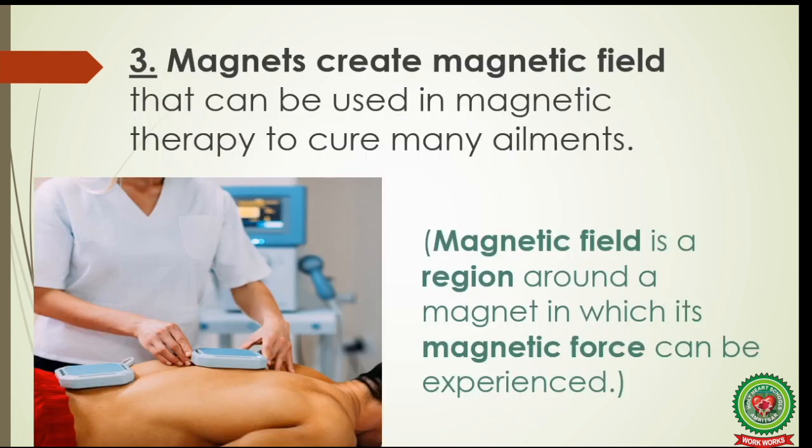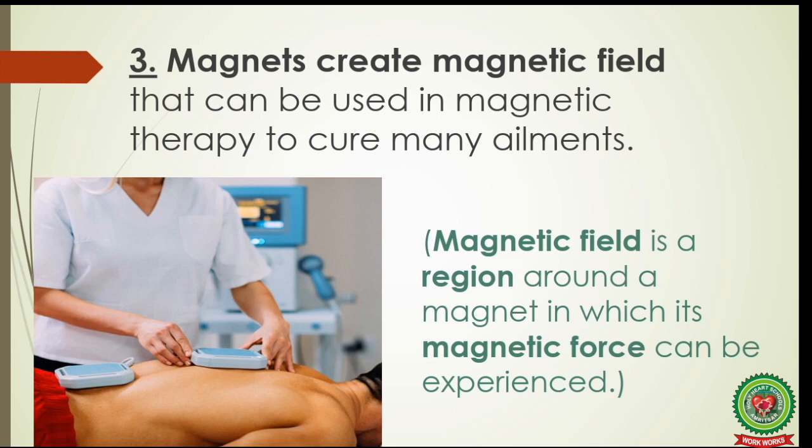Next characteristic is magnets create a magnetic field. What is a magnetic field? A magnetic field is a region or area around a magnet in which its magnetic force can be experienced. There is a separate topic of magnetic field given in your books. We will discuss this topic in detail later on in this chapter, right? This magnetic field can be used in magnetic therapy to cure many ailments. Ailments means diseases. This is one of the applications of magnets in the medical field, that it can be used to reduce pain and to cure many ailments by stimulating the flow of blood.